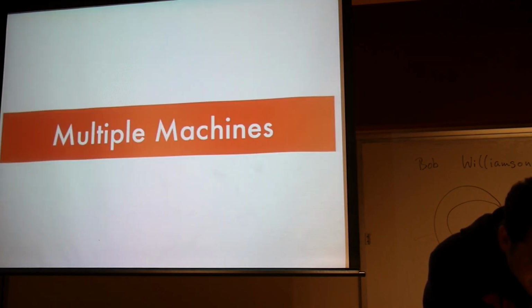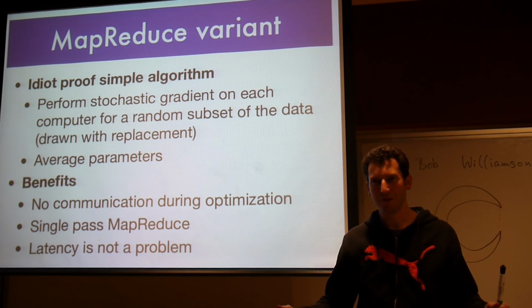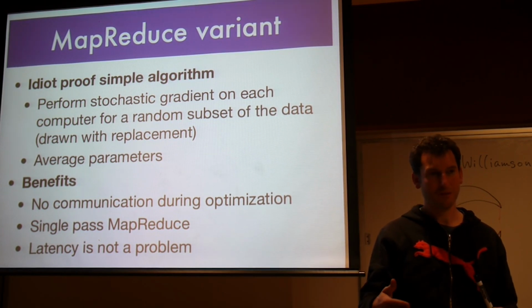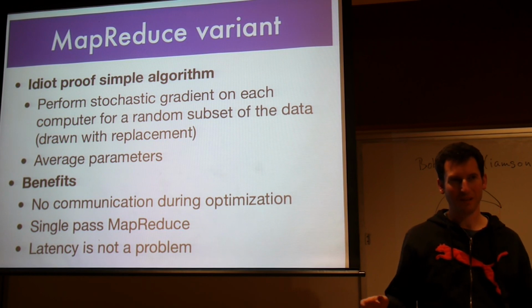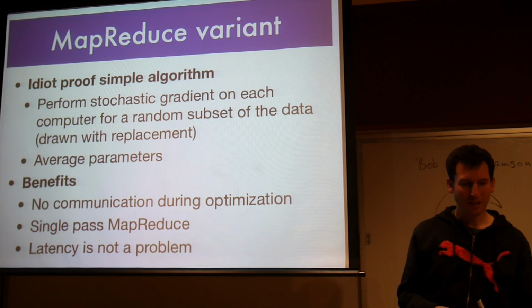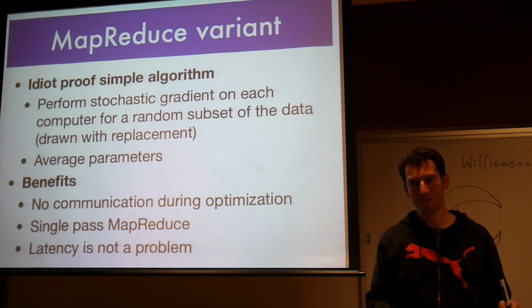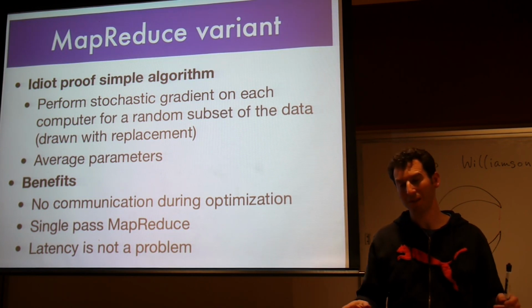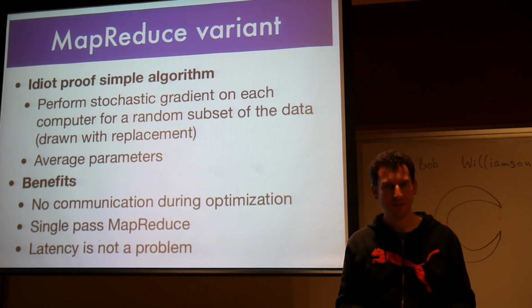Okay, it works. Now, multiple machines. Let me quickly show you something that's astonishingly simple. So far I've only shown you how you can parallelize for multi-core, but not for multiple machines. And actually for MapReduce, this algorithm is insanely simple. It just performs stochastic gradient descent on each machine in parallel. In the end, you average the parameters. That's it. No need to really do much communication between them. I mean, communication will improve and speed things up, but it's basically one single MapReduce pass, and latency is not a big deal.